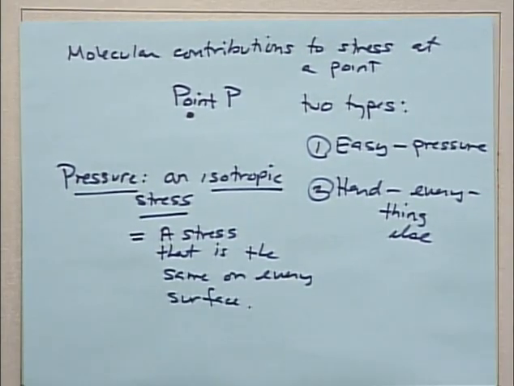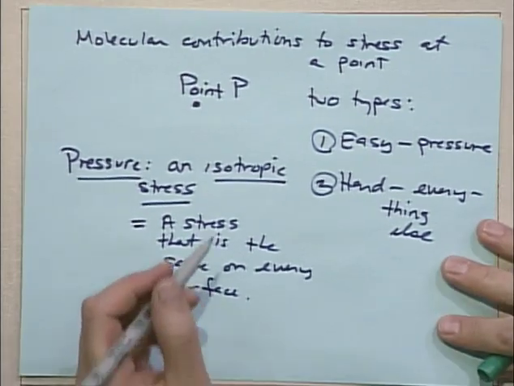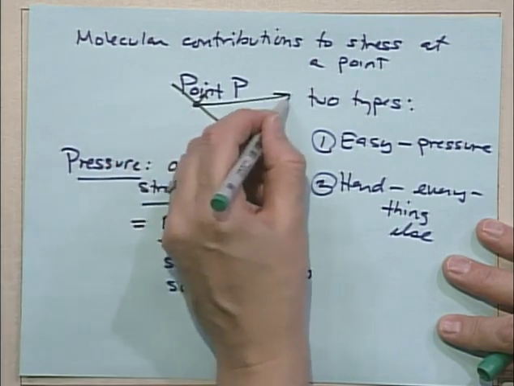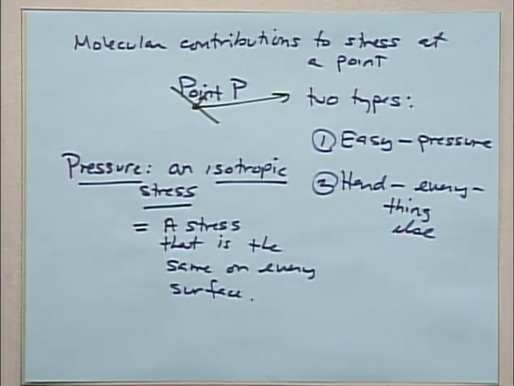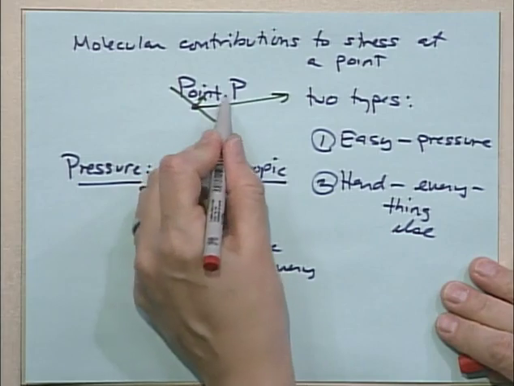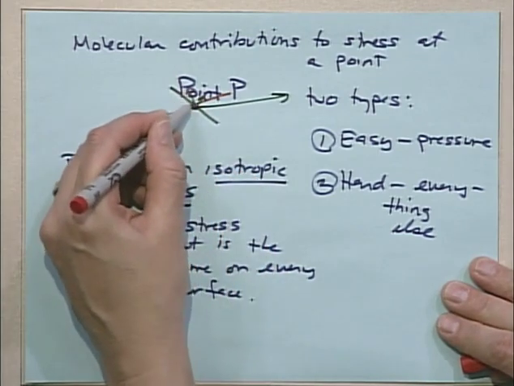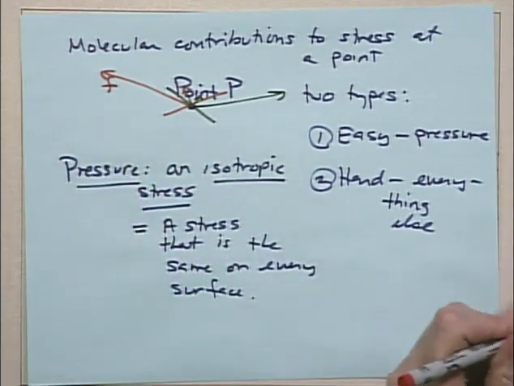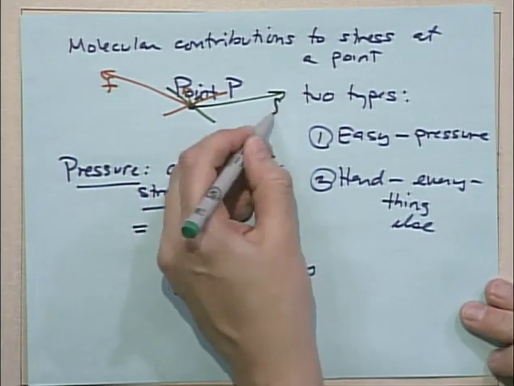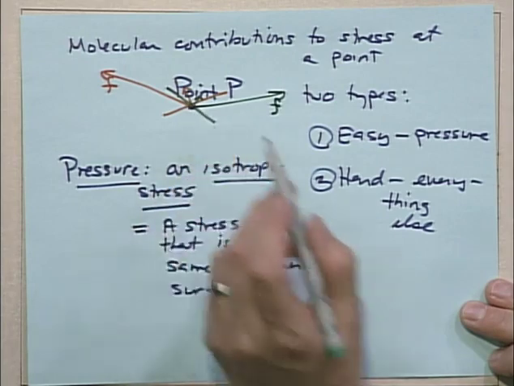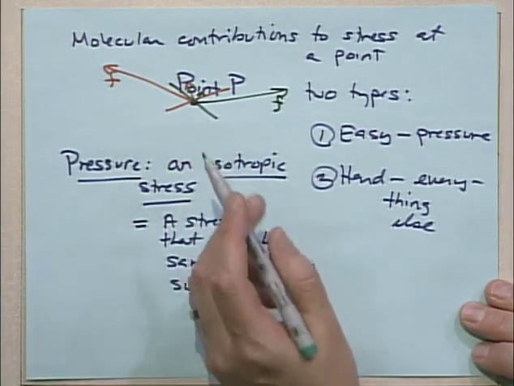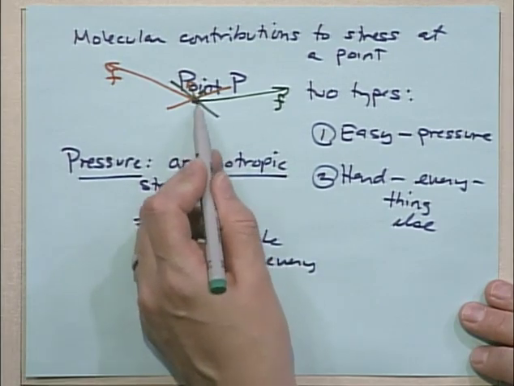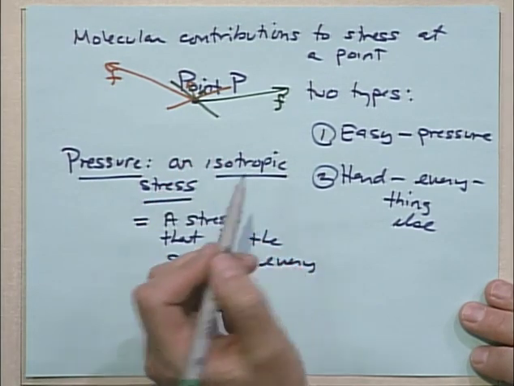So we've been talking about this point P and what stresses there might be, and I said if I put one surface through, I'm going to get one stress vector. If I choose a different surface with its unit normal, I presumably get another stress vector. Actually, there is some contribution to the stress that is independent of which orientation I pick. And that's called the pressure.